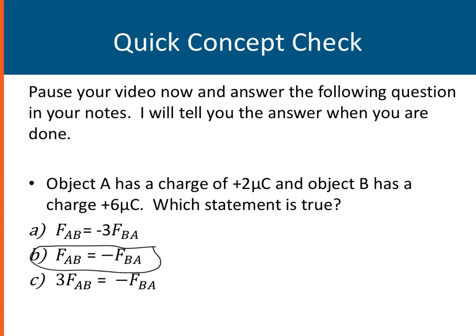The force of A on B is equal to the negative of the force of B on A. The ratio between what charges they have does not come into play for the forces. They are going to exert equal forces. And this goes back to that law in chapter 4 and Newton's third law, where every force has an equal and opposite reaction. So object A is pulling on B with some force, so object B is going to pull on object A with the exact opposite force, but the same number.